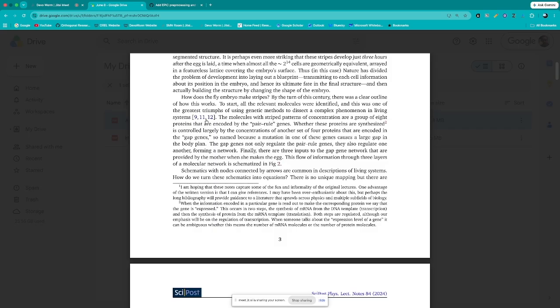There was a lot of work done on Hox genes and Hox clusters, and that was used to describe this idea of different types of striping in the fly embryo that would lead to segmentation of the adult fly body. The molecules with stripe patterns of concentration are a group of 8 proteins that are encoded by the pair rule genes. Whether these proteins are synthesized is controlled largely by the concentrations of another set of 4 proteins that are encoded in the gap genes, so named because a mutation in one of those genes causes a large gap in the body plan.